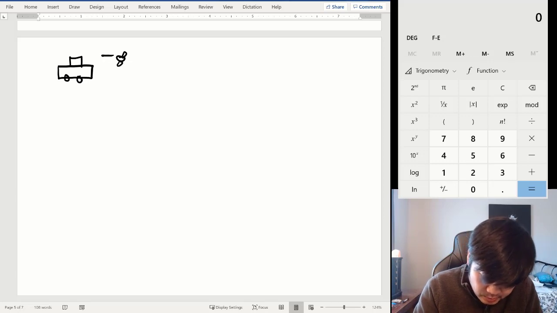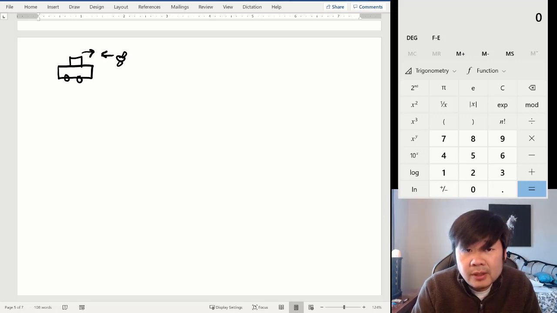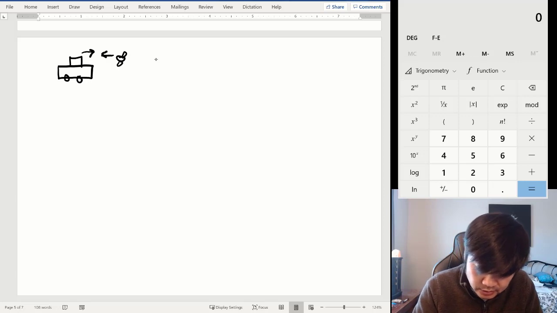So the bug is going to be moving in this direction, and the car will be moving in this direction. And the question is going to be, what are the forces exerted by each of the objects in relationship to each other? And of course, you're going to answer this: they are equal and opposite.